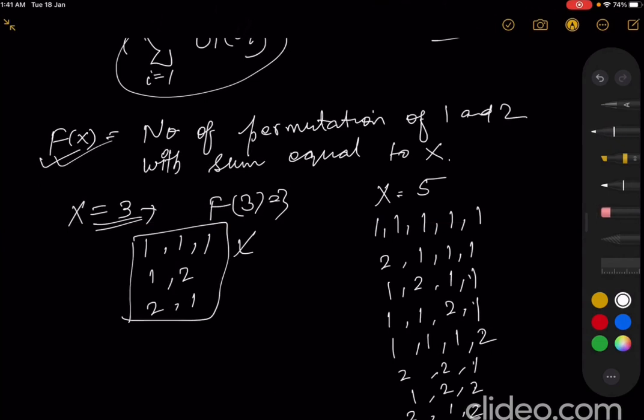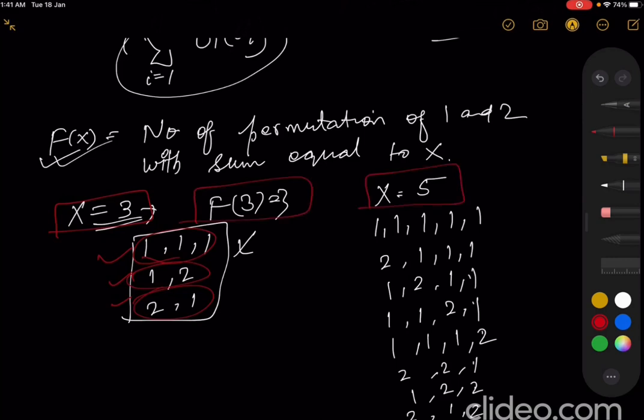Okay, so let's see what f of x denotes. f of x is basically the number of permutations of 1 and 2 with the sum equal to x. For example, if you take x equal to 3, then there are three permutations: 1 1 1, then 1 and 2, and then 2 and 1. All of them sum up to 3, and these are three distinct permutations, so f of 3 will be equal to 3. Similarly, for x equal to 5, there are 8 permutations of 1 and 2 which sum up to the same thing, 5.